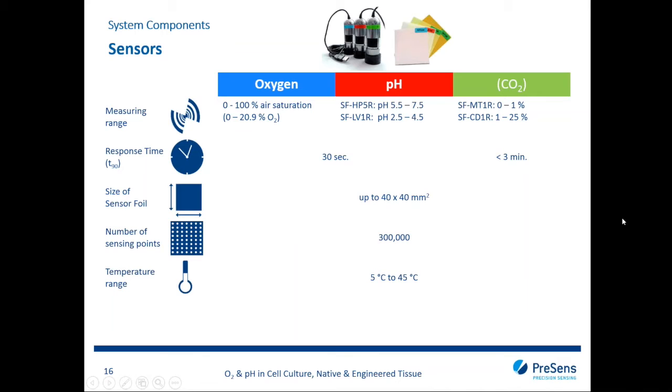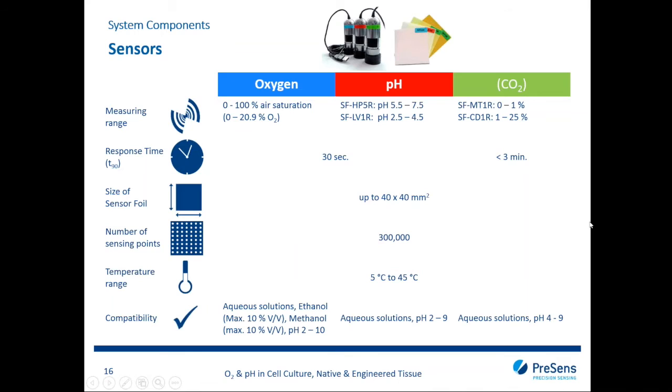They work in a temperature range from 5 degrees centigrade up to 45 degrees, which covers most of the applications in cell culture and also in tissue. And the sensor foils are compatible with aqueous solutions. In the case of oxygen, from pH 2 to pH 10; the pH sensor foils are compatible with solutions from pH 2 to pH 9. Further on, the oxygen sensor foil is also compatible with certain amounts of ethanol or methanol.